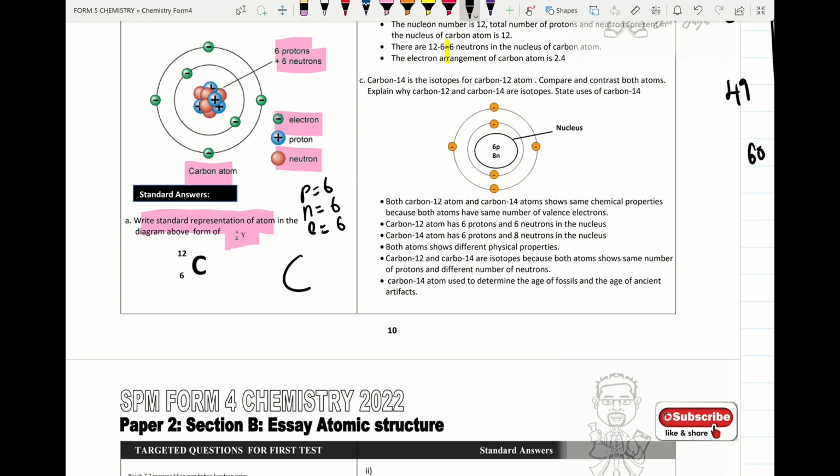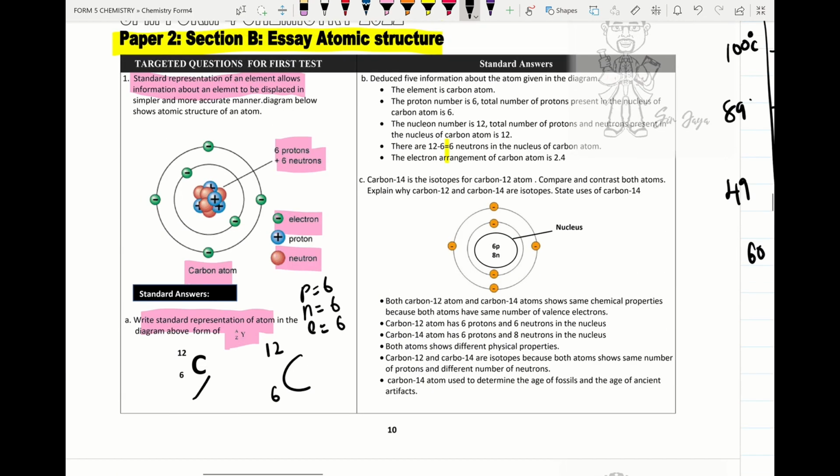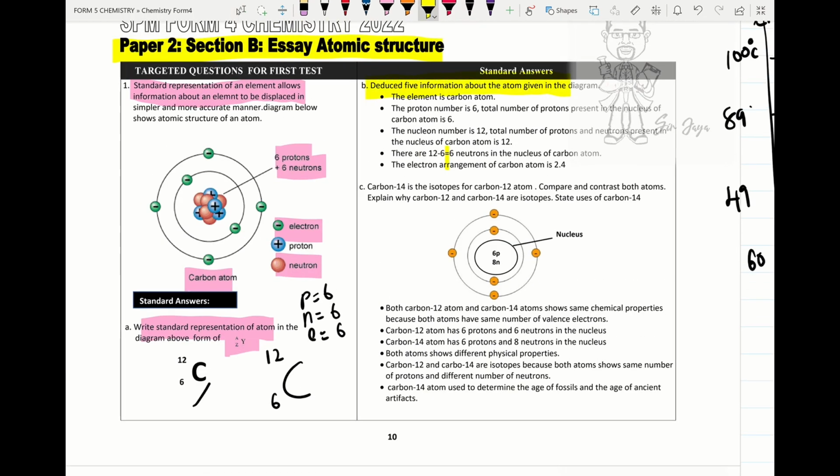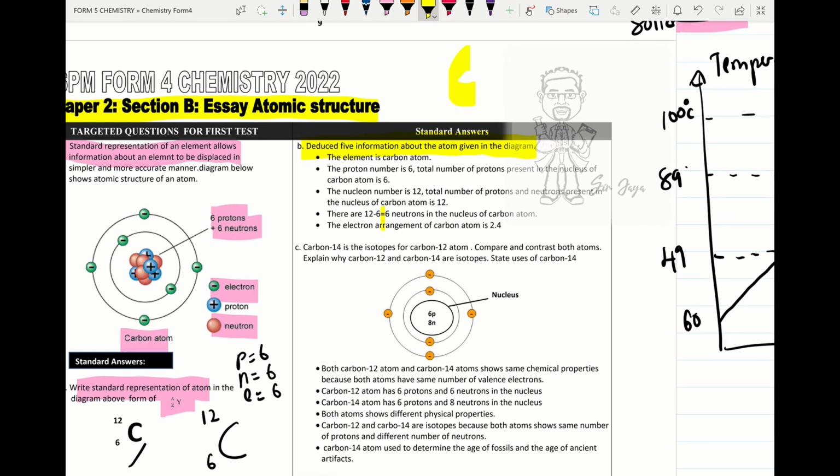All right, so the nucleon number will be proton plus neutron, which is 12, so I put it above, and the proton number will be 6. So this is the standard representation. All right, we go to the next point. Deduce 5 pieces of information based on the atom given. So I write the standard representation, 12, 6. First we have to state what the element is. So the first point, the element is carbon atom.